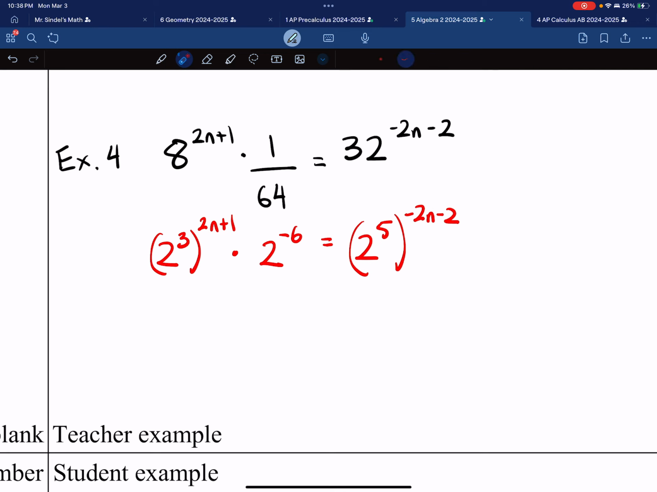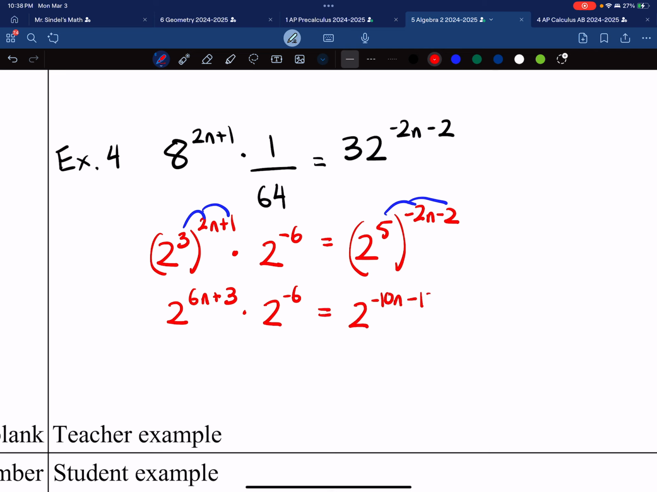All right, again, I have a power to a power, a power to a power. That means I'm going to be distributing. When I distribute the 3 into this and the 5 into this, let's see what we get. I have 2 to the power of 6n plus 3 times 2 to the power of negative 6. And on the right side, I have 2 to the power of negative 10n minus 10.